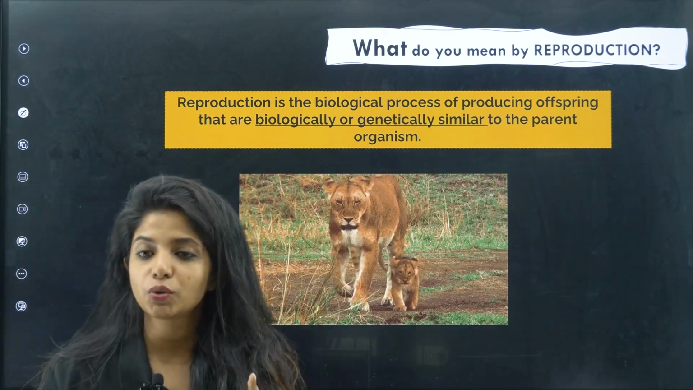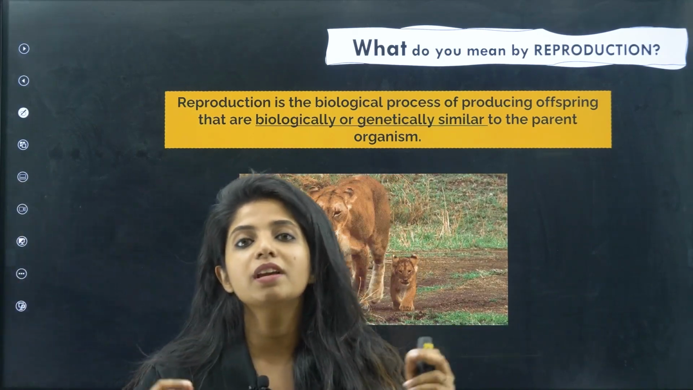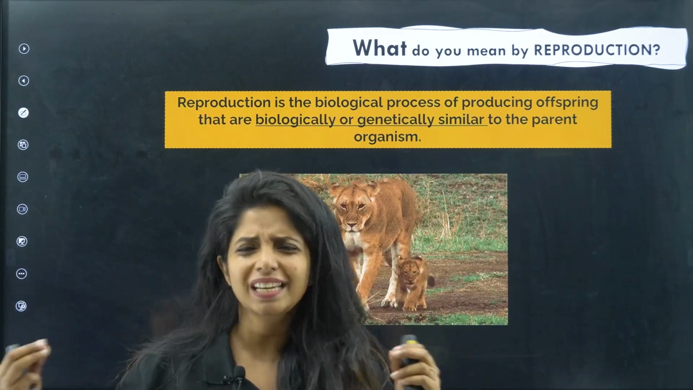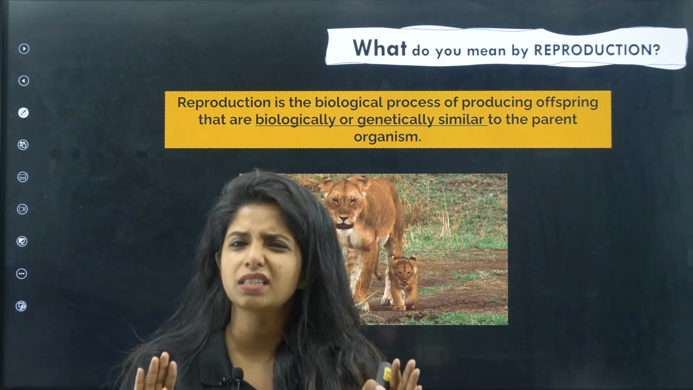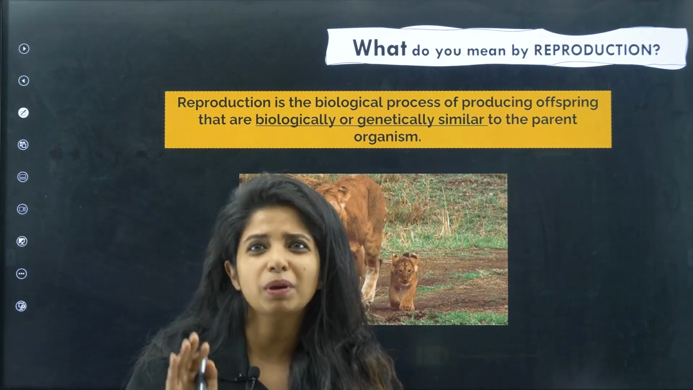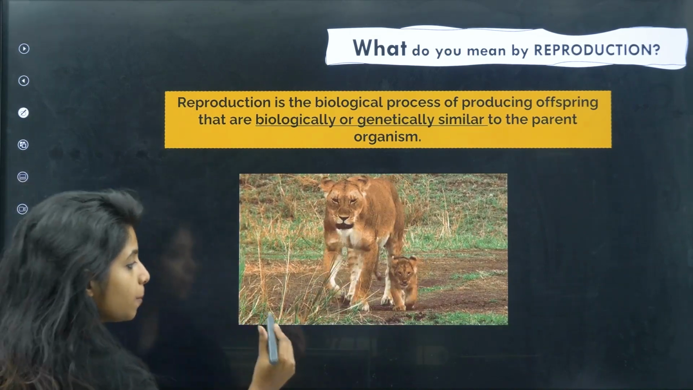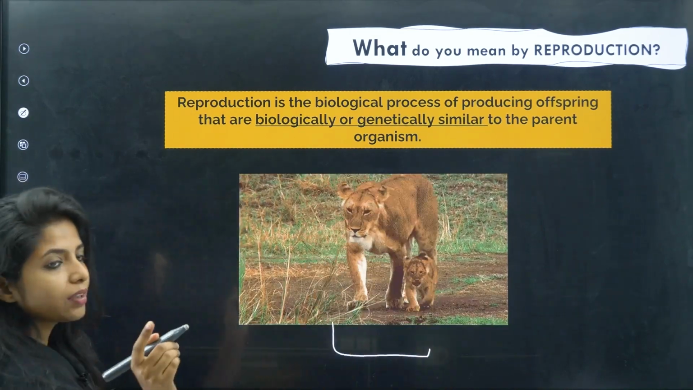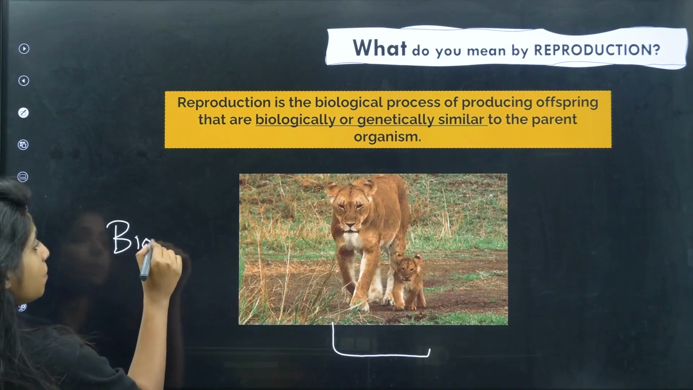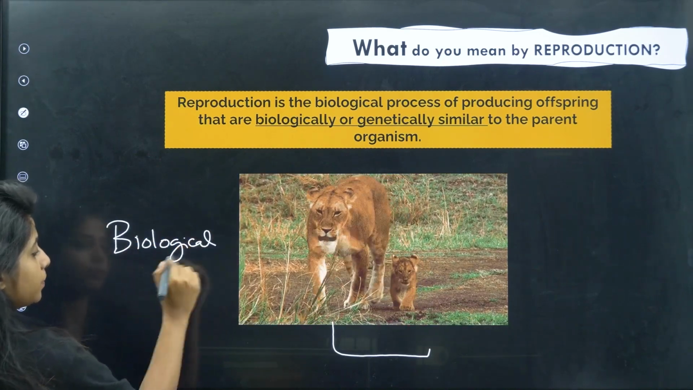So my first question to you children is, what do you mean by reproduction? In easy language, you know that reproduction is basically some process where babies are produced, right? So let's see how you can define it scientifically. Reproduction is a biological process. Do you agree to that? Reproduction is what? Biological process, okay?